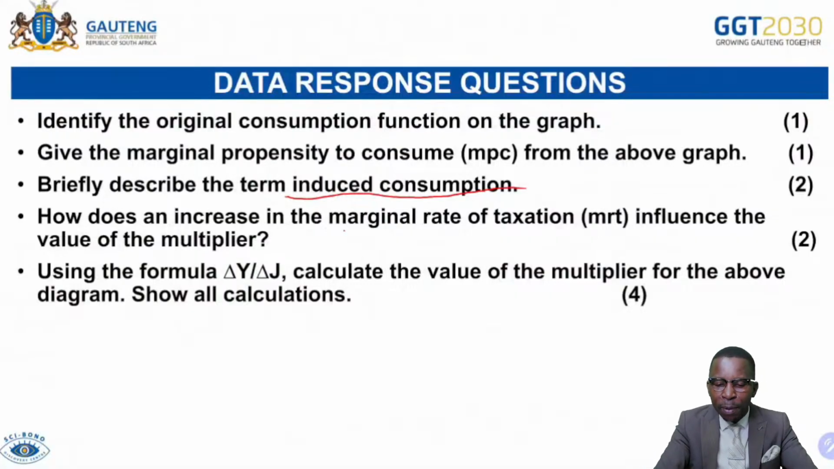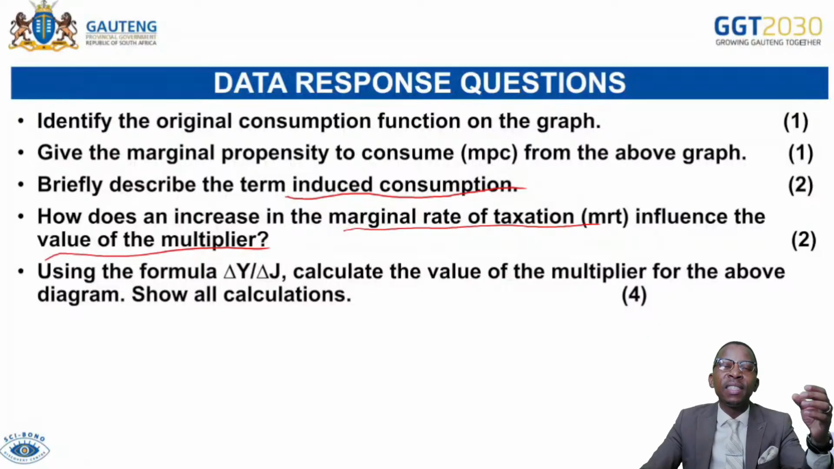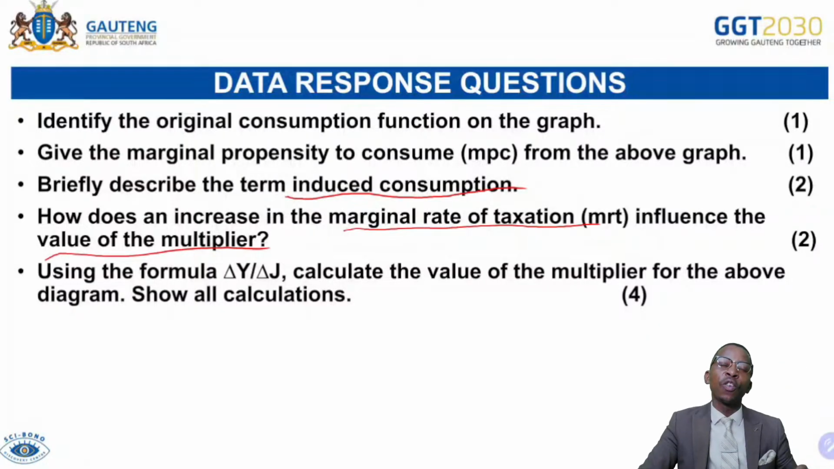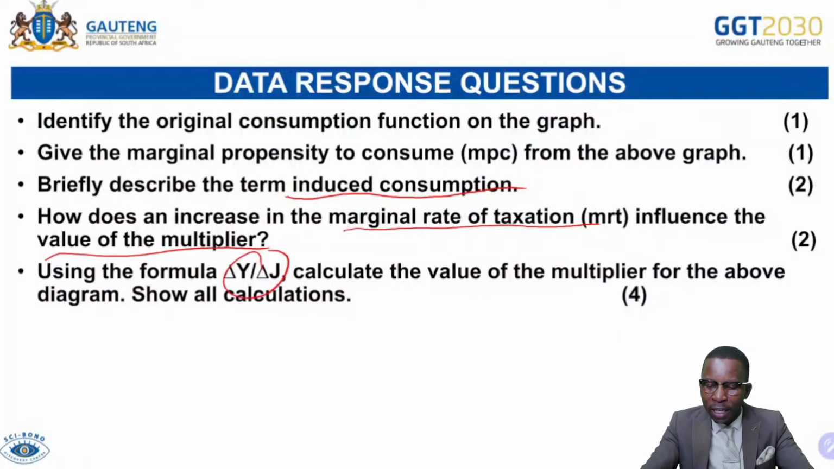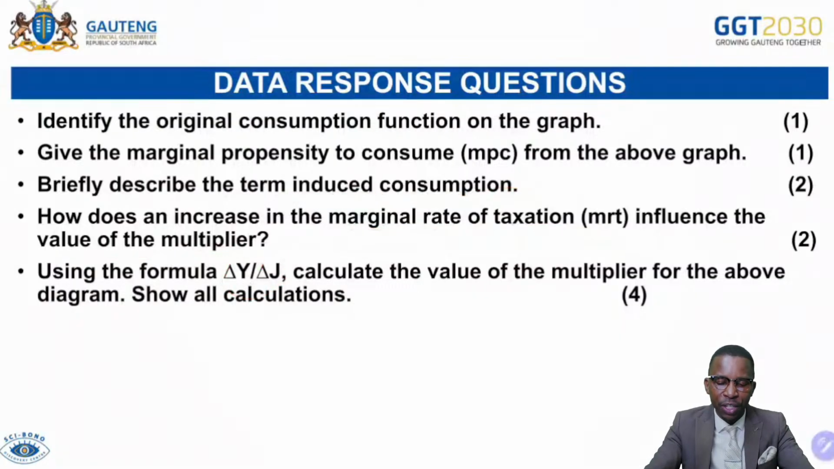How does the increase in the marginal rate of tax influence the value of the multiplier? Remember, if ever taxation increases, that decreases the size of the multiplier, because remember, tax is a leakage. All leakages will have a bad impact on the multiplier if ever they are increasing. Using the formula change in income over change in injection, calculate the value of the multiplier for the above diagram. Show all calculations. 4 marks.